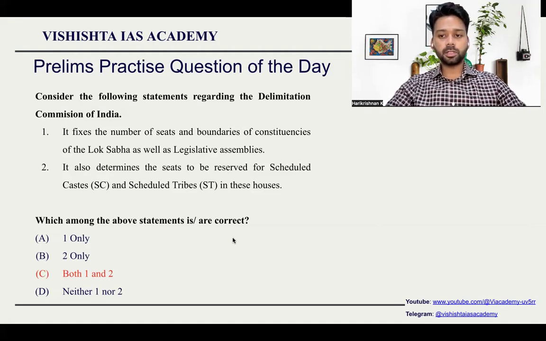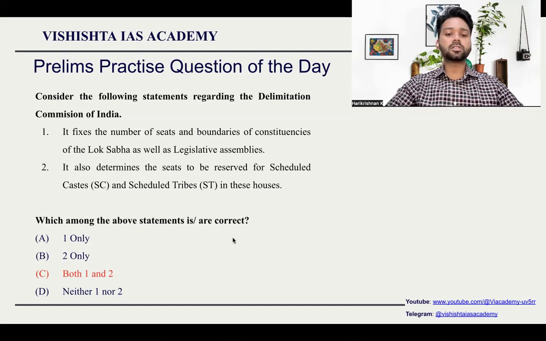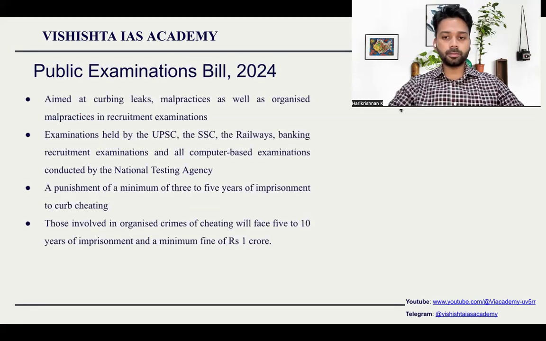Second one, it also determines the seats to be reserved for Scheduled Caste and Scheduled Tribe in these houses. A lot of people might not have focused on this particular information, but the fact is this is also correct. It is the Delimitation Commission which determines the seats to be reserved for Scheduled Caste and Scheduled Tribe in both Lok Sabha and Legislative Assembly. So both the statements are correct. Take a note of it.